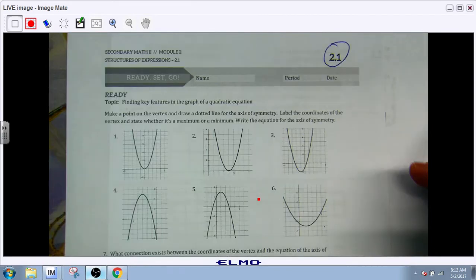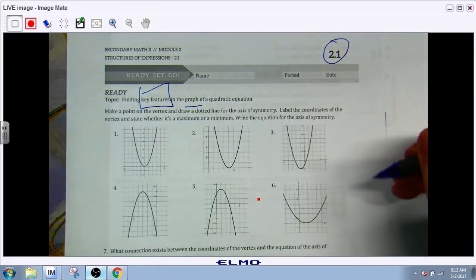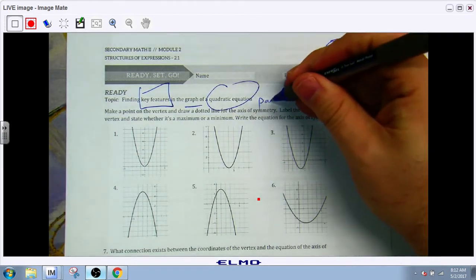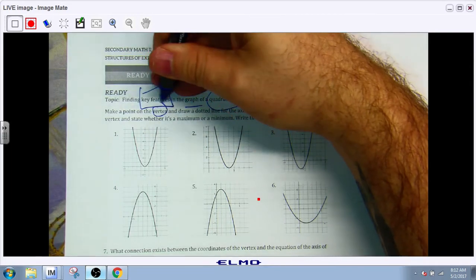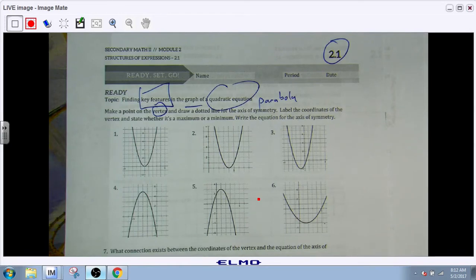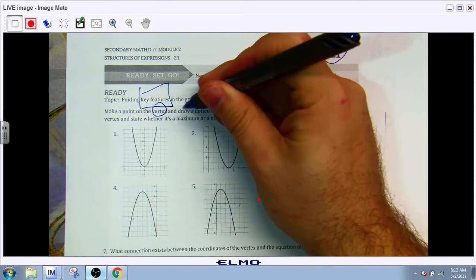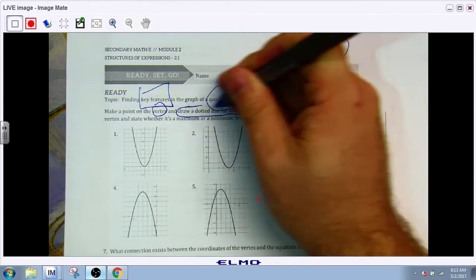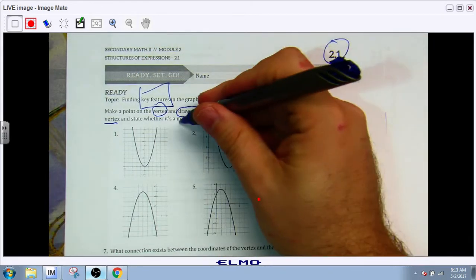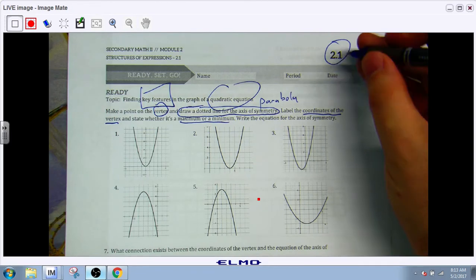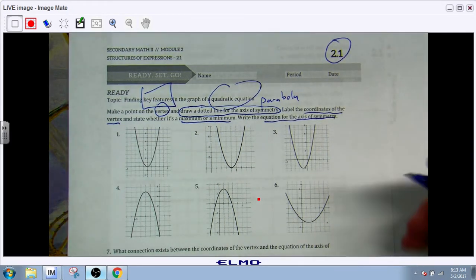Why not? All right, so for the first section, it wants us to find the key features of the graph of this quadratic equation, which in this case is a parabola. It wants us to make a point on the vertex, and remember the vertex is the switching point. It's going to be the tip of our parabola. It wants us to draw a dotted line of the axis of symmetry. It wants us to label the coordinate of the vertex and state whether it's a maximum or minimum. And then it wants us to write the equation of the axis of symmetry. So it wants us to do a lot of things. So I'll go ahead and do that real quick with number one.